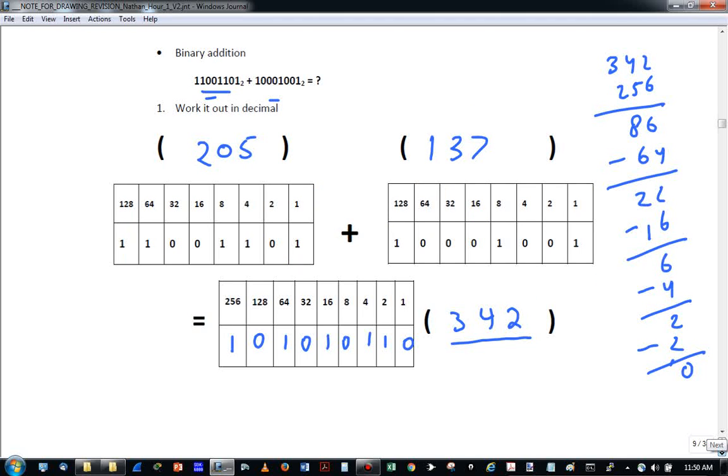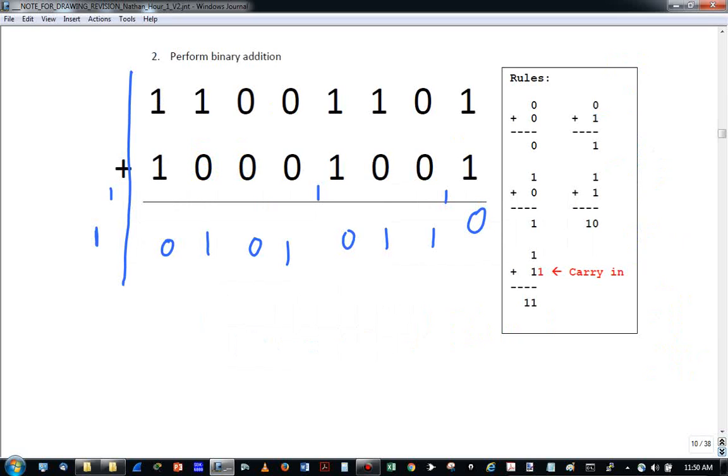What I'm trying to illustrate here is you can do this in decimal first, work out what the answer should be, and then you can actually do the computation. And that way, if you get the wrong answer in the exam, for example, you could still get part marks for showing the working out.